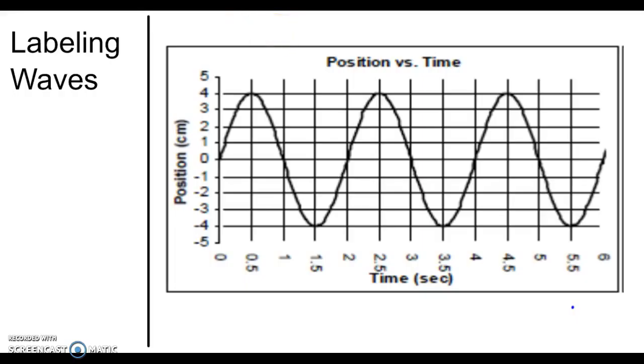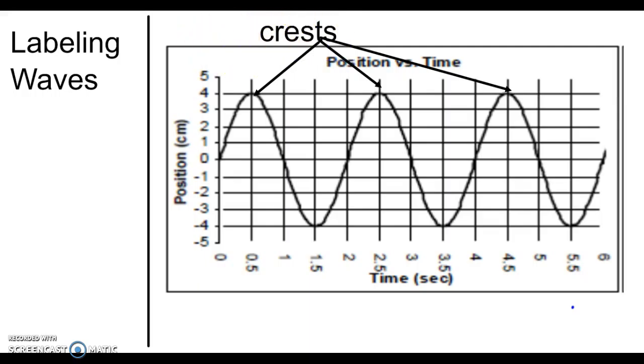The first thing is going to be to label all the crests on the graph. If you look back at your definition for that, the crests are the top points of the graph. So we actually have 3 of them on this one. We have one here, here, and also here. So those are your 3 crests. Make sure you label those.